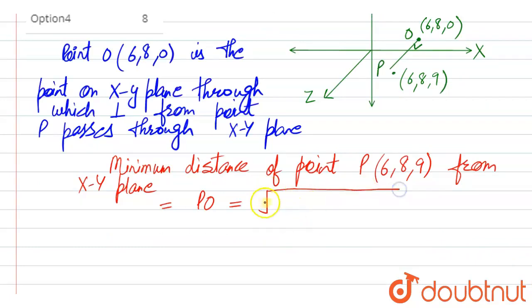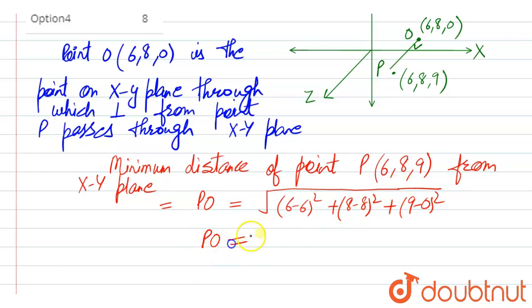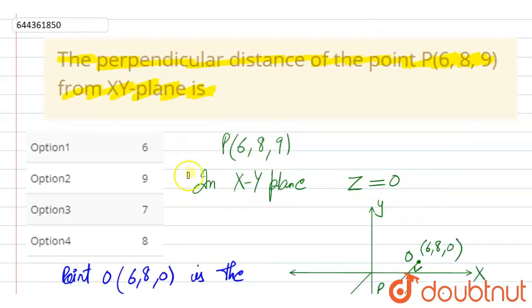under root. Okay, using distance between two points formula, this is 6 minus 6 whole square plus 8 minus 8 whole square plus 9 minus 0 whole square. Minimum distance PO is equal to, this gets cancelled out, this is under root 9 square, that is equal to 9. So this is the minimum distance of the point from the XY plane. And if we see the options, option number 2, 9 is the correct answer.